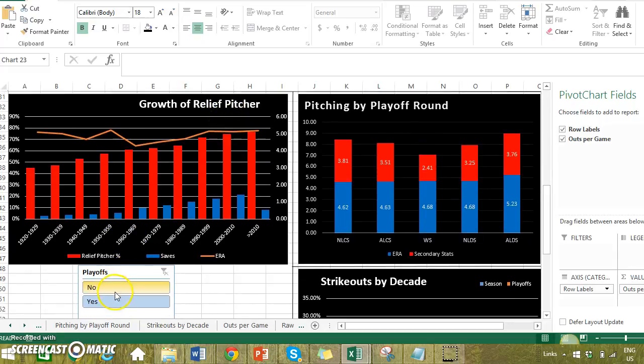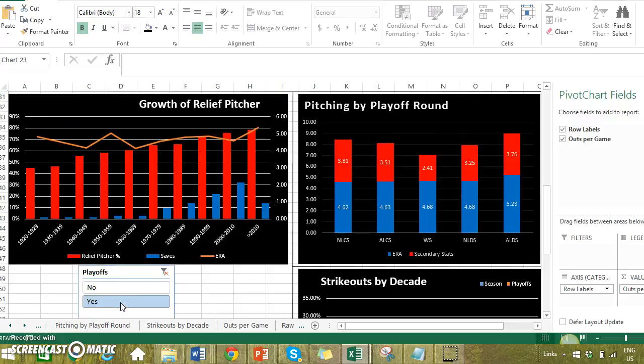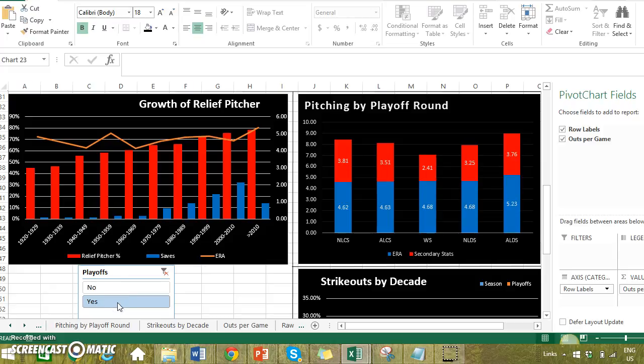Moving down, we have the same graphs that we covered before, growth of relief pitcher. What I wanted to do here was look at playoffs versus season to see if there was any type of a difference in the way that the relief pitcher usage has trended over time. And they both tell similar stories with significant growth this past decade, 2000 to 2010.